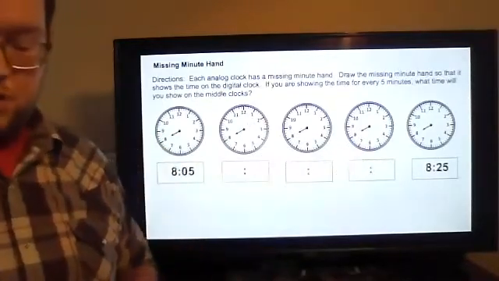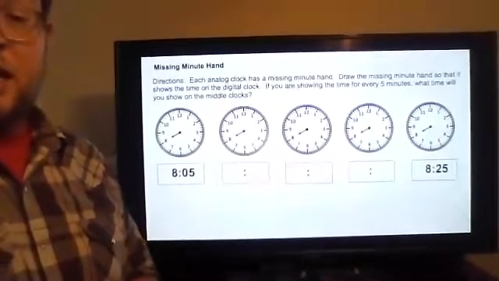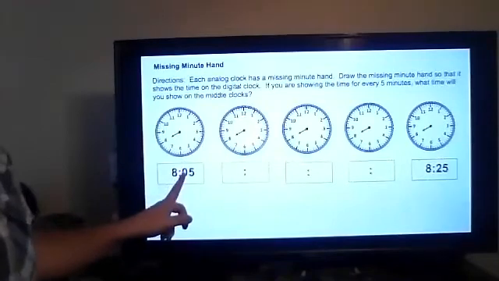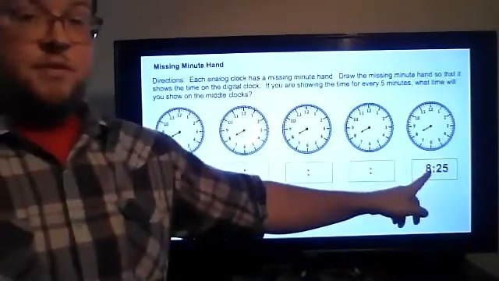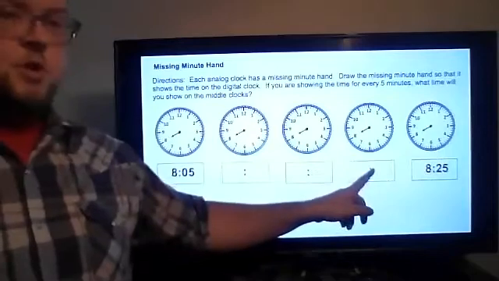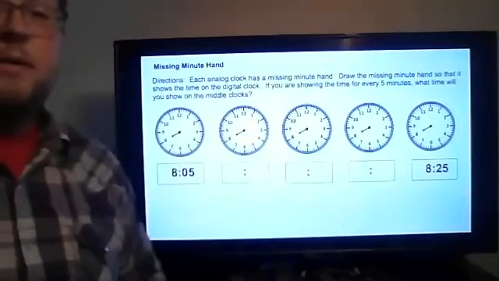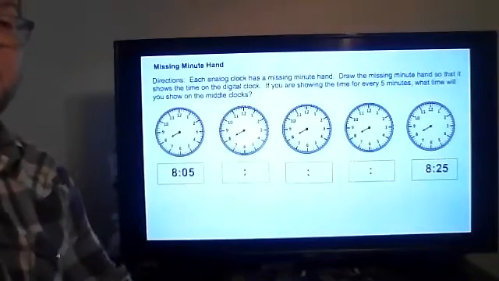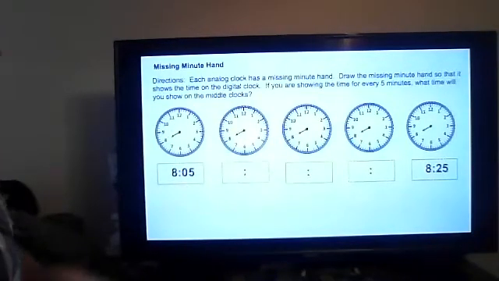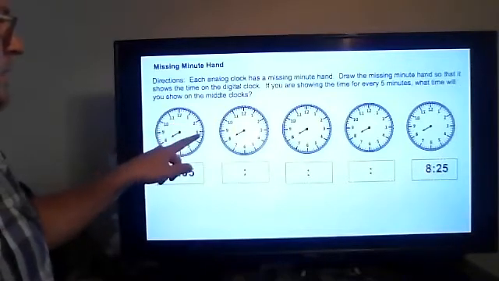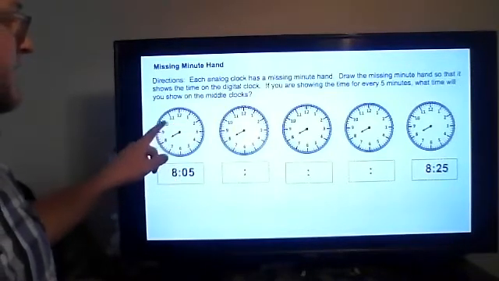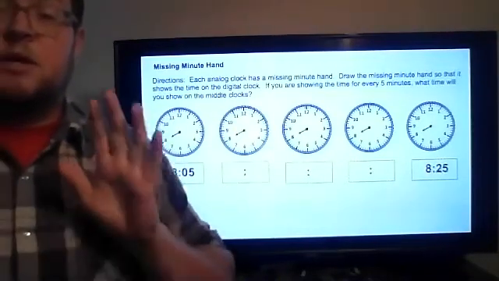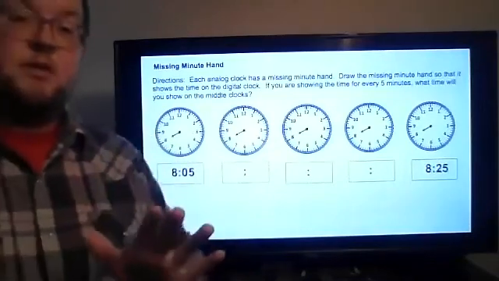So we're going to go ahead and look at these clocks. So we have a difference from 8:05 to 8:25. We need to figure out what our digital times are and where our minute hands are going to lie. So if you remember in the last activity, I've said that each of these numbers, the 1, 2, 3, 4, 5, 6, 7, 8, 9, 10, 11, and 12, all signal a 5-minute increment. So each of those is 5 minutes.